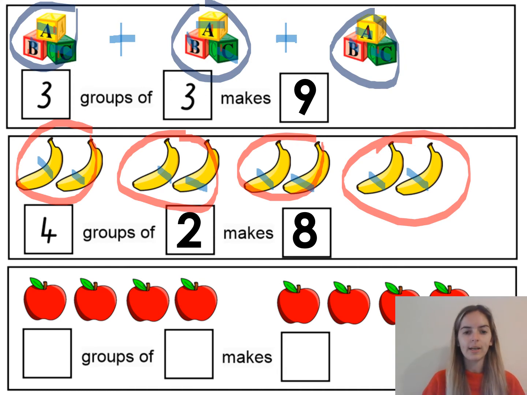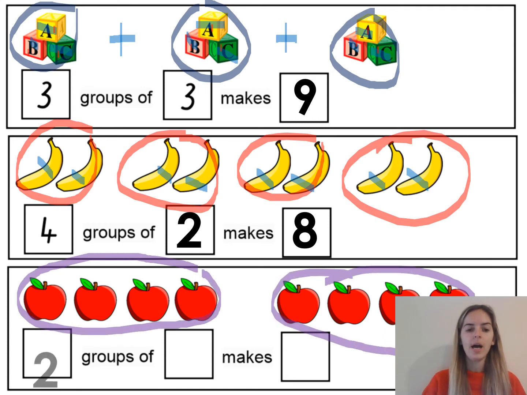Now our last one, we have apples. How many groups of apples do we have? Let's count them. 1, 2. I have 2 groups. How many apples are in each group? 1, 2, 3, 4. 1, 2, 3, 4. So I have 4 apples in each group, and this is equal because it is the same amount.